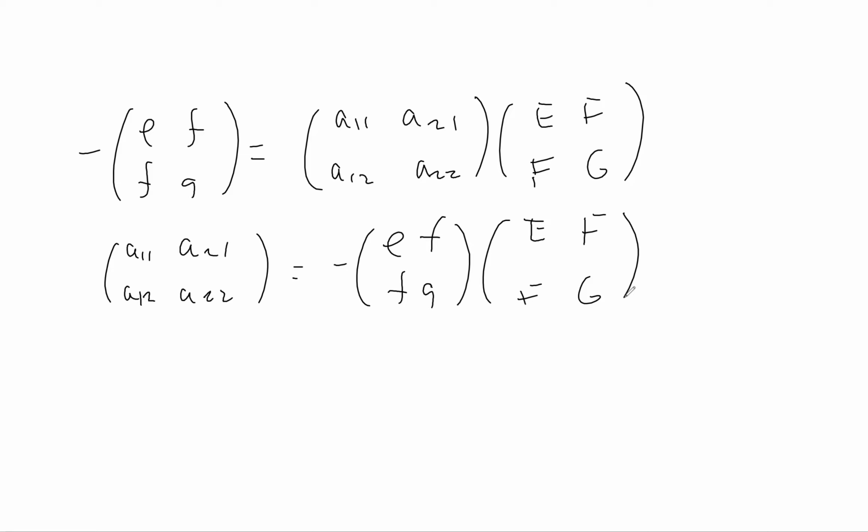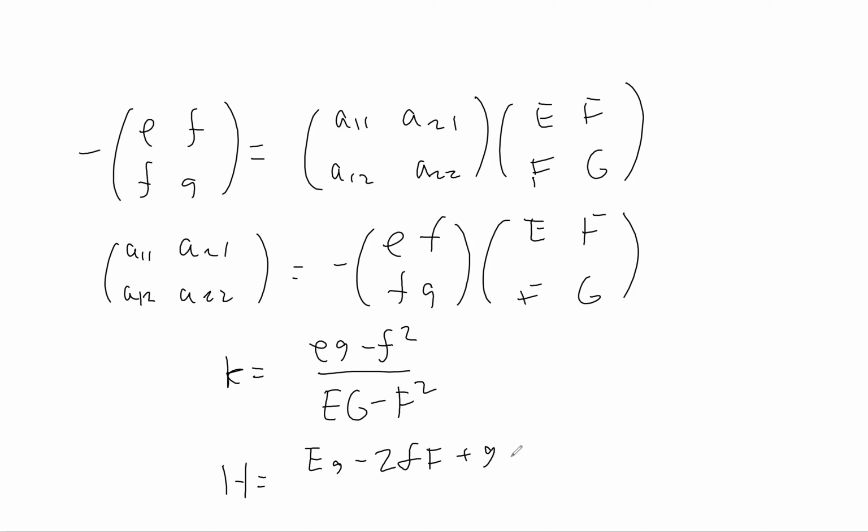After a lot of computation determining what these terms actually are, we find that the Gaussian curvature K is going to be (eg minus f squared) over (EG minus F squared), and H is going to be (eG minus 2fF plus gE) over 2(EG minus F squared). So we have determined the Gaussian and mean curvatures in terms of the first and second fundamental forms, which is great because that makes everything a lot easier to deal with. So now we can actually talk about minimal surfaces.